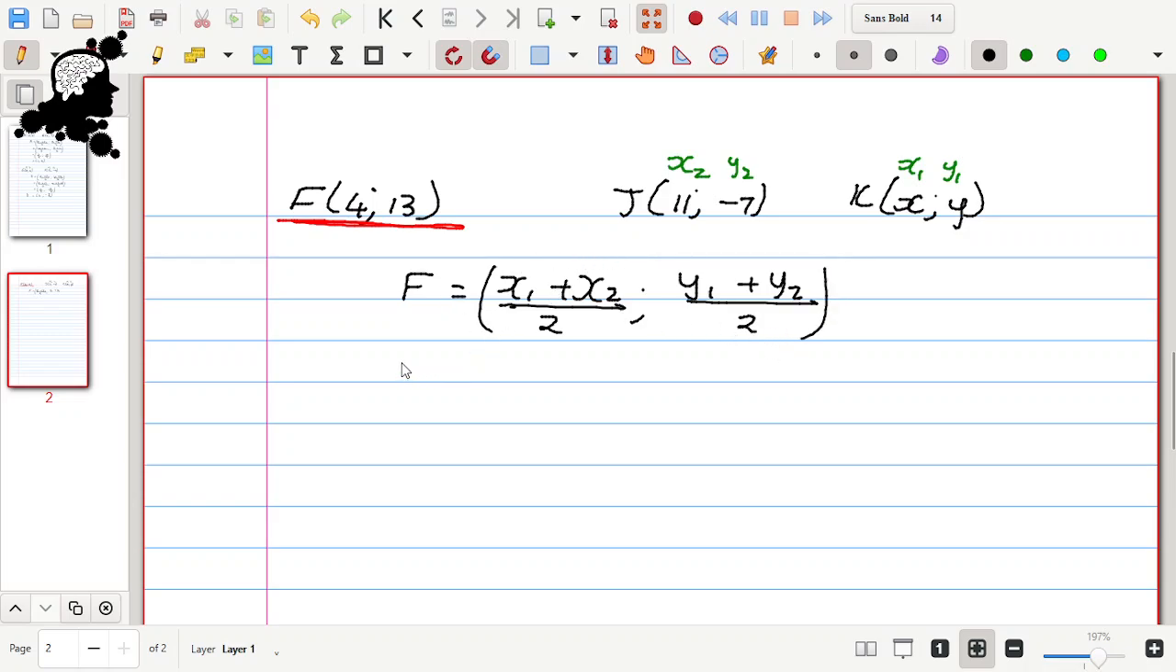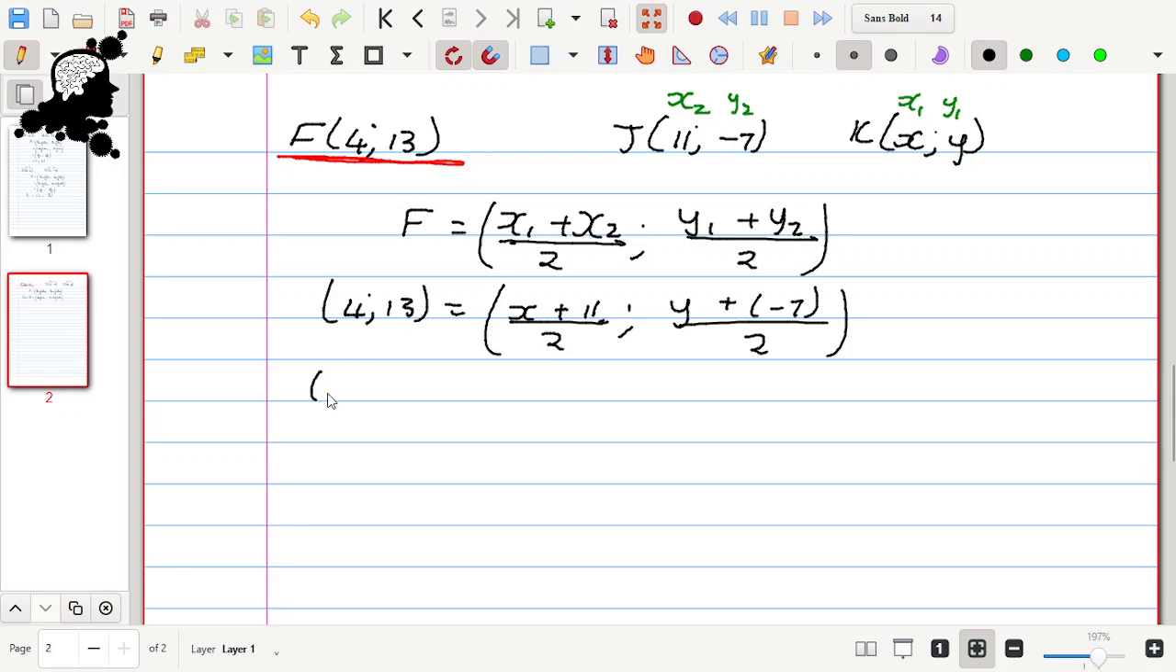So let's look at this. Coordinates of f are given, so I'm going to substitute this in. That's 4 and 13. And this is going to be equal to, for x1, we've just got x. And for x2, this is 11 over 2. Then for y1, we have got y plus y2, this is negative 7 over 2. Now, let's simplify this. So, we've got 4 and 13 here. This is equal to x plus 11 divided by 2 and y minus 7 divided by 2.